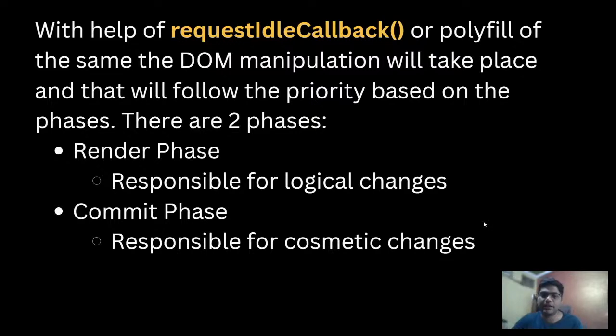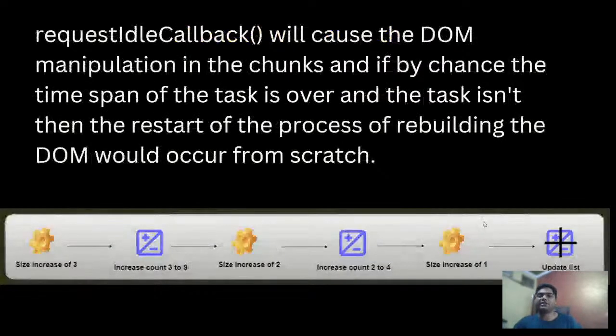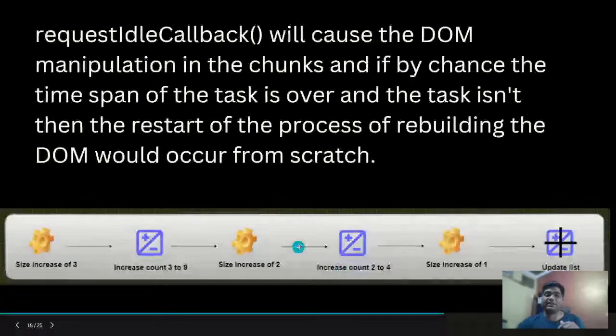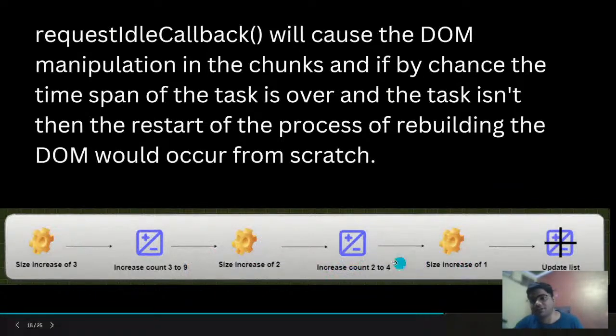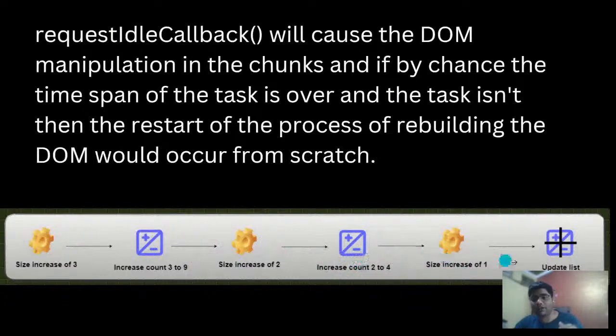Now, the answer to the question I had asked, how exactly this manipulation would happen. The answer is, first 3 will get changed to 9. 9 will get its size increased to 2 times, and then 2 will get changed to 4, and then its size will increase, and so on and so forth. The one will not get updated, only its size will get updated. So that's how this updation is happening.